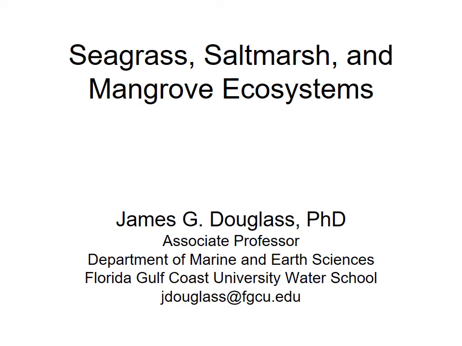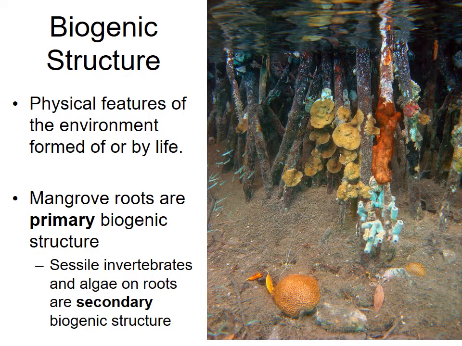Okay, this lecture is about seagrass, saltmarsh, and mangrove ecosystems. So seagrass, saltmarsh, and mangrove ecosystems have something in common, and that's that they're all biogenic structure. Biogenic structure means structure made by living things. So bio for living, and genic made by, and structure means structure.